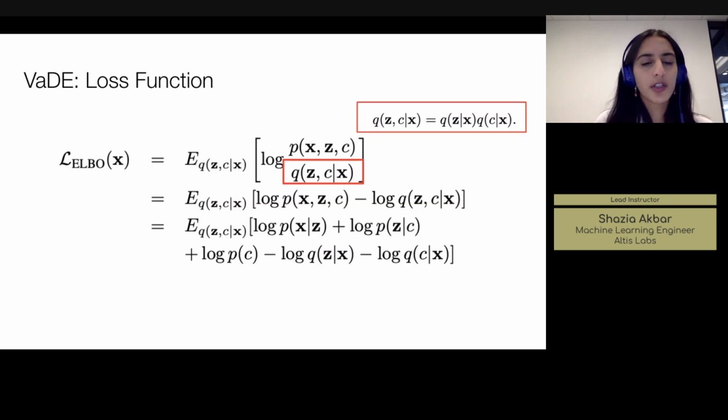The VaDE loss function is, again, an ELBO term, and it's composed of a joint probability of the input X, the encoding from the latent representation, as well as the selected cluster. And as well as that, we also have the probability of Z and the cluster given X, which is our decoder component. And it's something that we've seen already within the variational autoencoder, so it's fairly easy to compute as well.